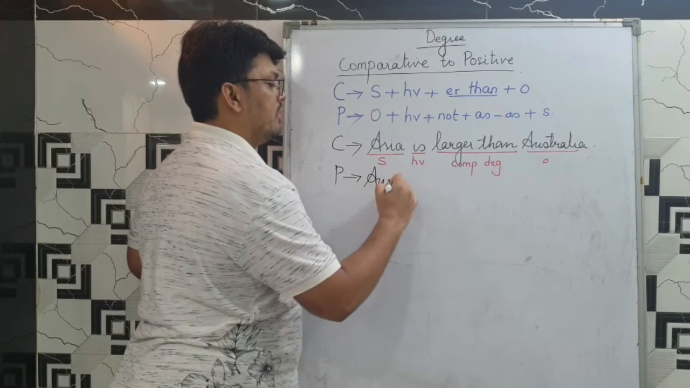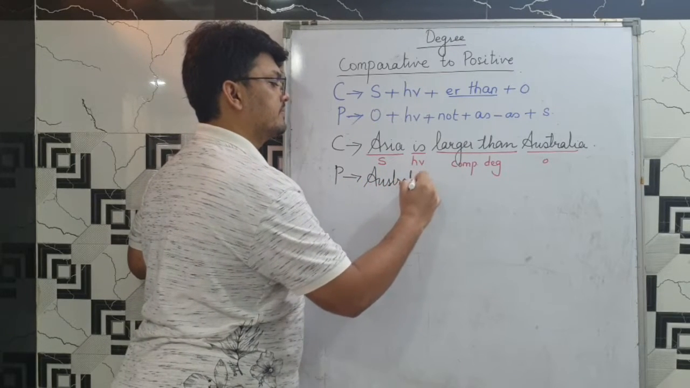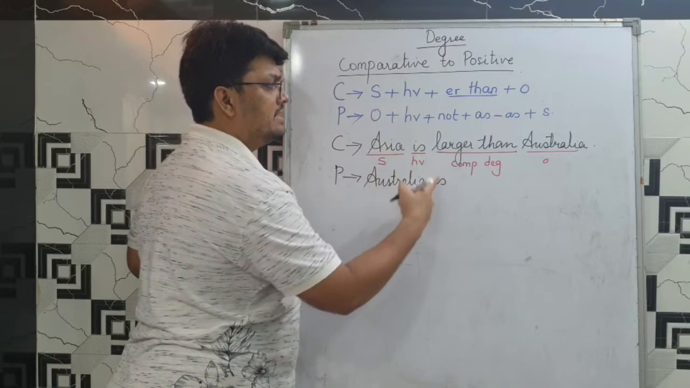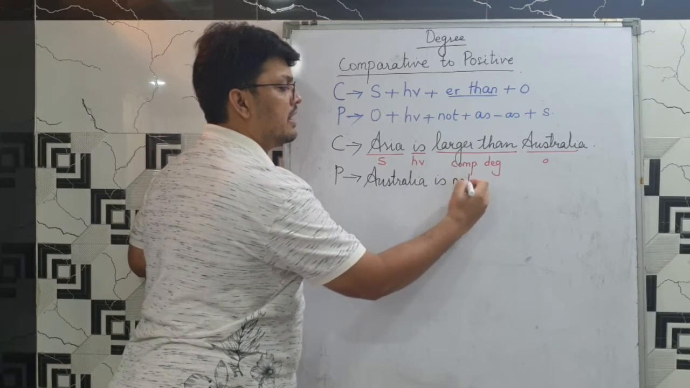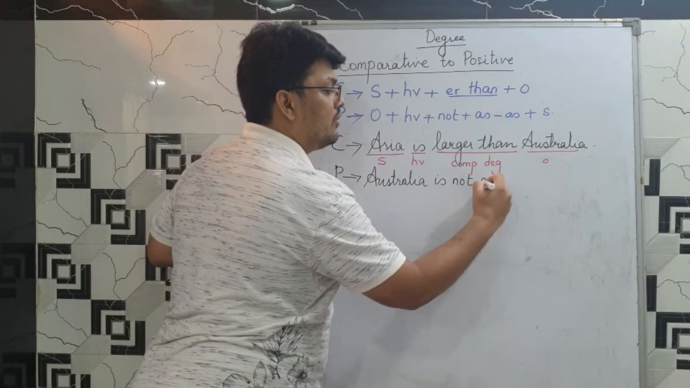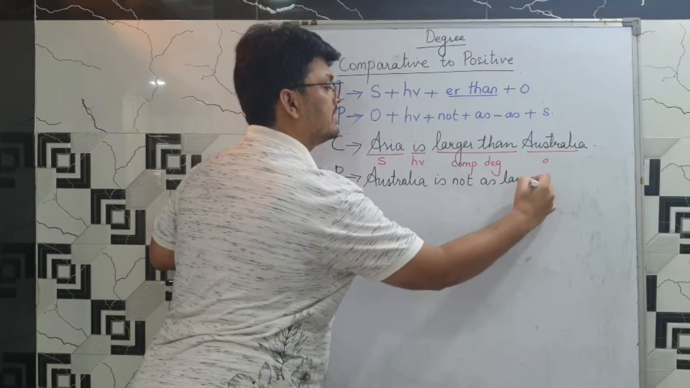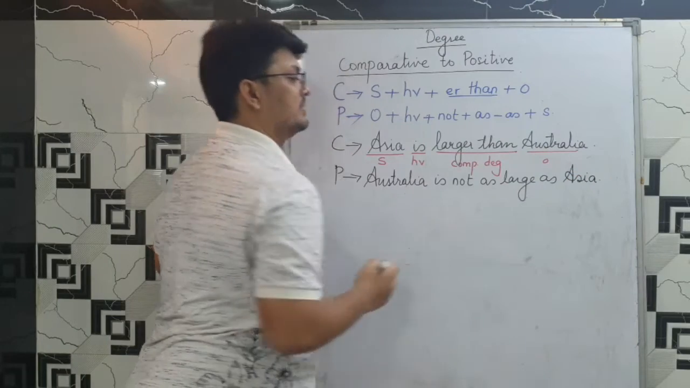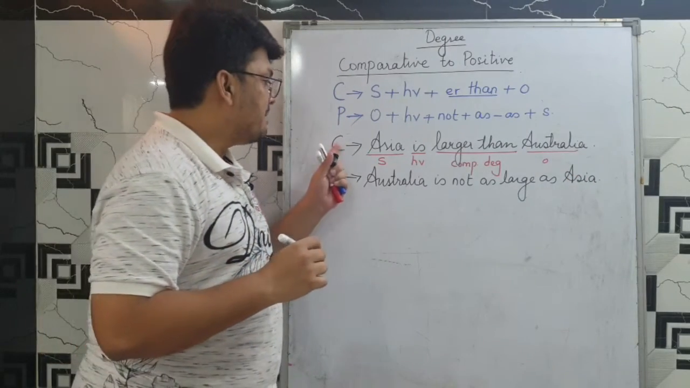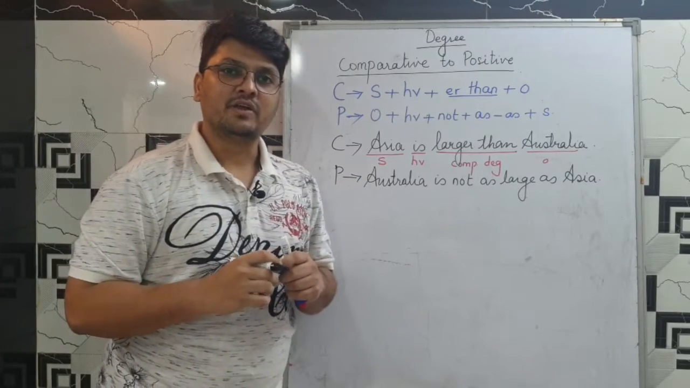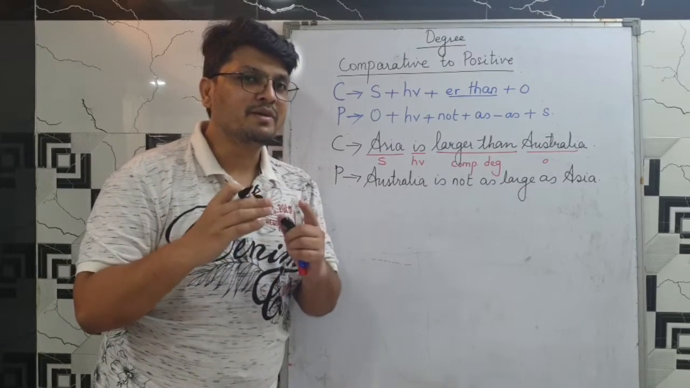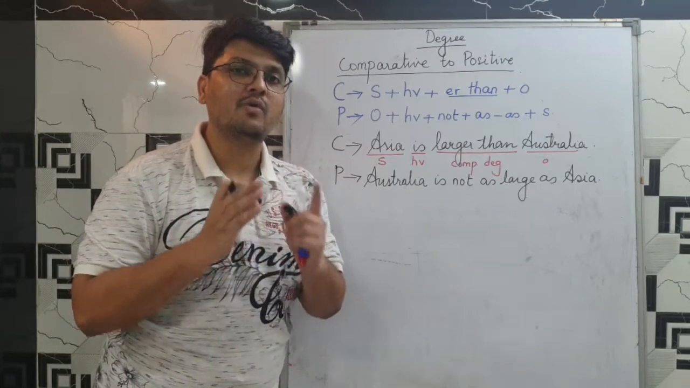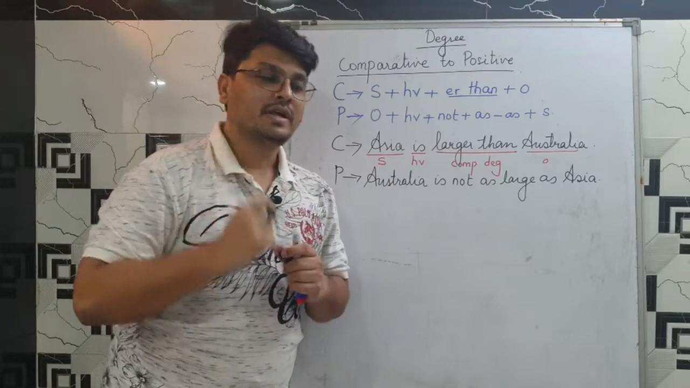Australia will come here. Australia is singular, so I'll use is. Australia is. Now put not. Larger than will turn into as large as, and Asia will come over here. So see students, I have converted comparative degree into positive degree. Don't you see it is similar to what we studied yesterday, positive to comparative? I told you it's actually a vice versa of positive to comparative.